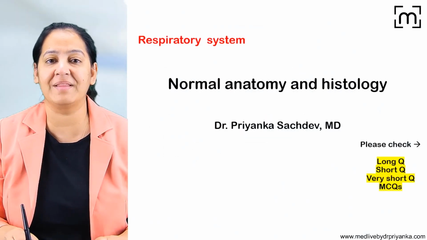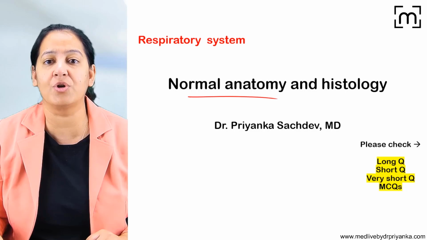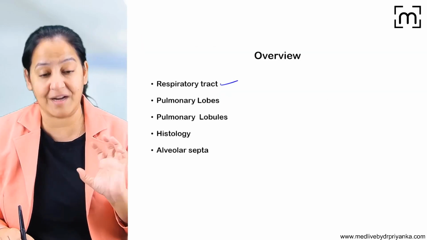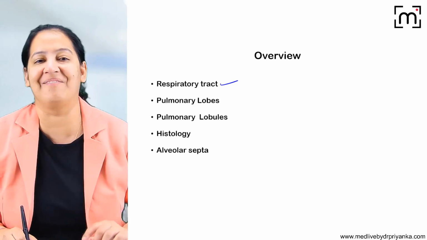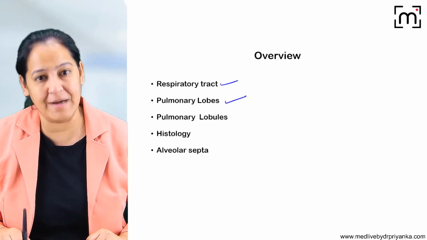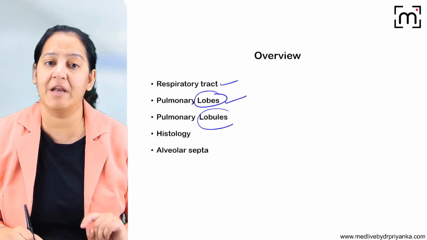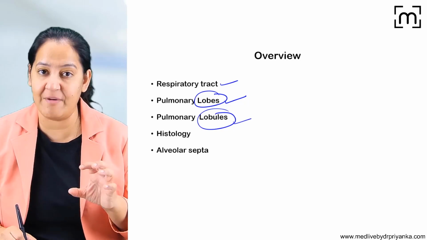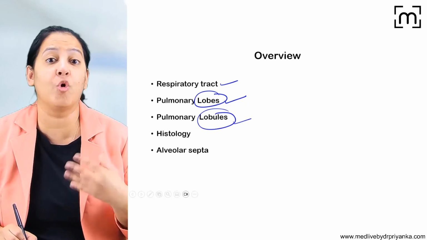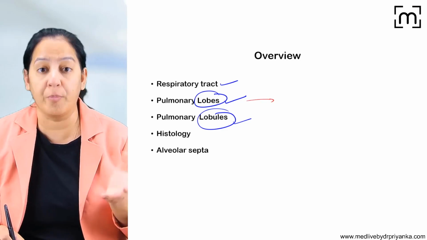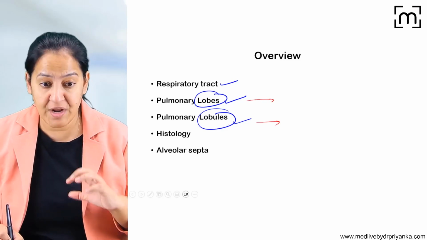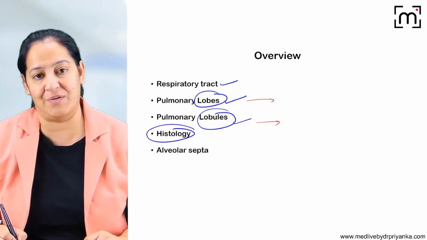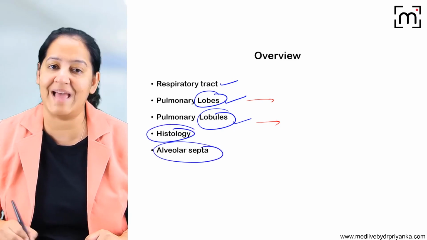We are starting the topic, that is normal anatomy and histology of the respiratory tract. So first of all, I will let you know the complete respiratory tract, starting from nose till alveoli. Then we will see the pulmonary lobes. What is a pulmonary lobe? Then we will see the pulmonary lobule. So if you have an understanding of what is lobe and what is lobule in a lung, you will have a better understanding when I teach you pneumonia. The lobar pneumonia involves the lobe. The lobular pneumonia involves the lobule. So you should have an understanding of what is lobe and what is lobule. And then I will let you know the normal histology of the lung. And finally, I will let you know what is alveolar septa.